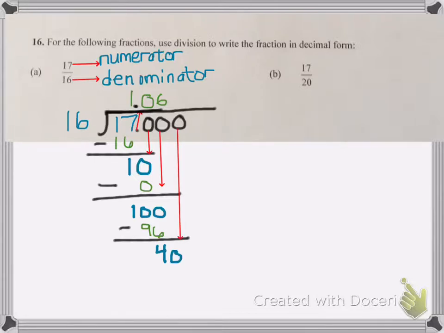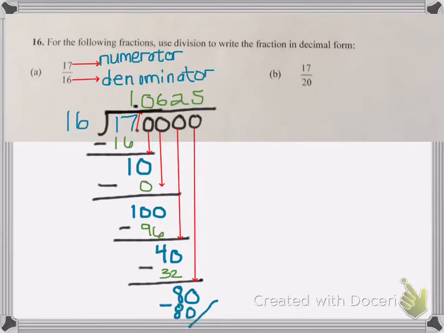So I need another 0 to bring down because I'm still looking for a number that 16 will go into evenly. Well, 16 goes into 40 twice, but that's not evenly. 16 times 2 is 32. I subtract and I get 8. I'm going to need one more 0 because that will give me 80. And that is a number that 16 will go into evenly. So 16 goes into 80 5 times. I subtract and I get 0. So I know that I am done with my long division, and my final answer is 1.0625.